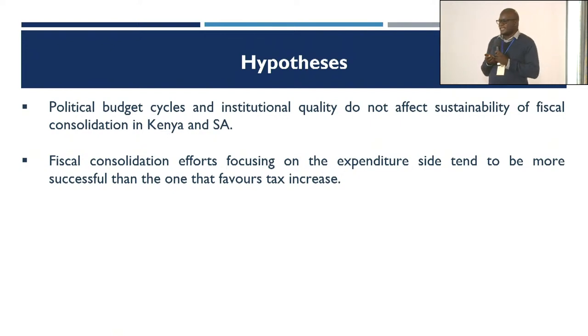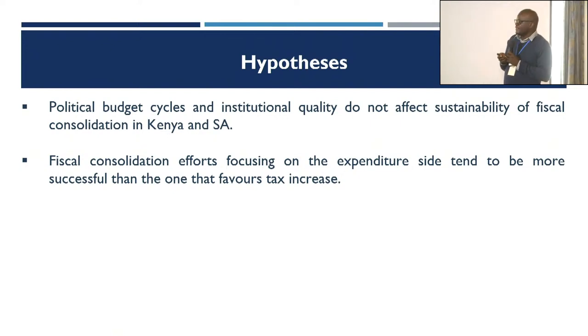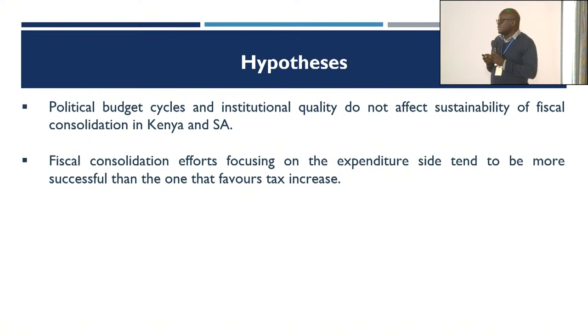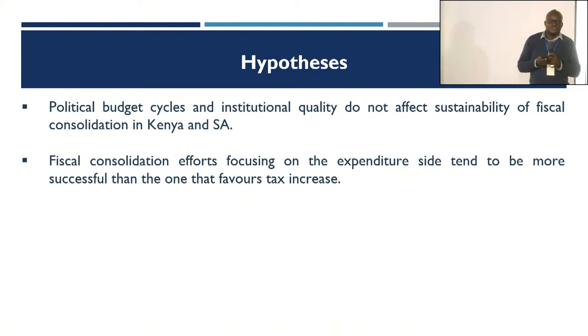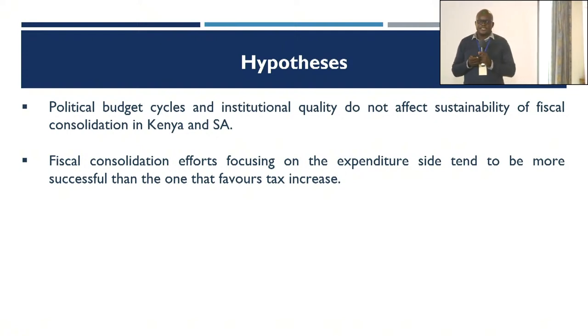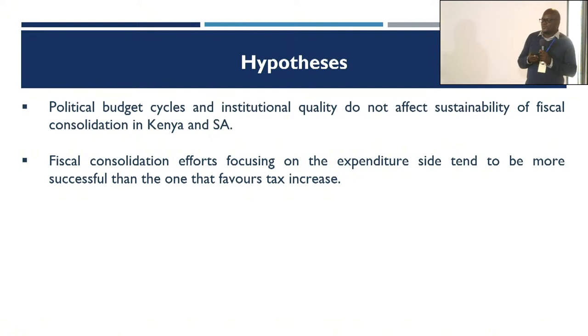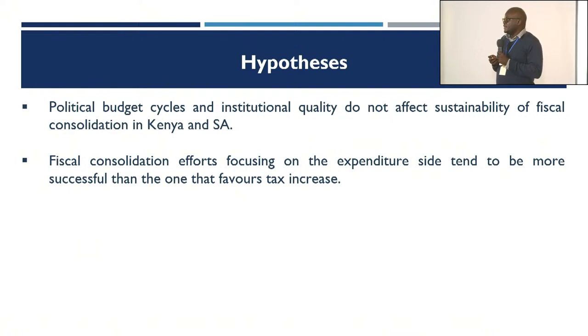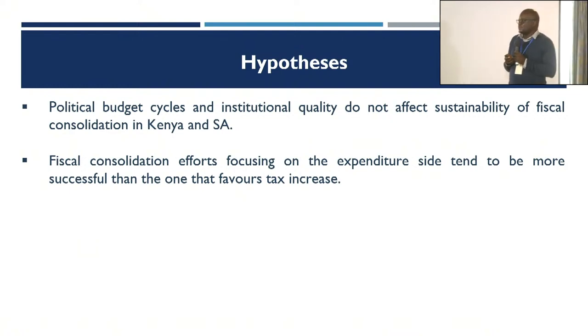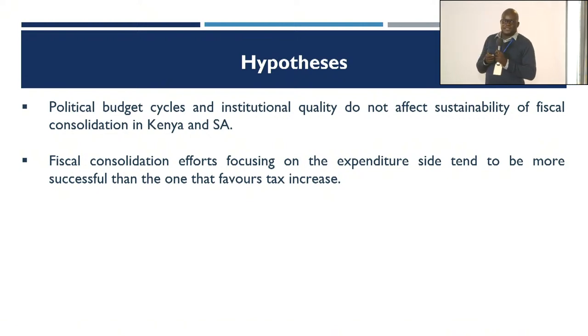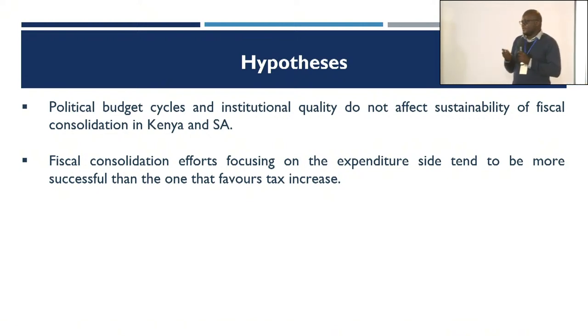So those are the two hypotheses that are derived from the research questions and the research problem: that political budget cycle and institutional quality do not affect sustainability of fiscal consolidation in Kenya. Institutional quality speaks to the quality of public expenditure, issues to do with the mismanagement of public funds and the rest. So we want to see if that can help us to have a sustained fiscal position or fiscal consolidation. And then we also compare with South Africa to see how they have been able to sustain it for almost 10 years.